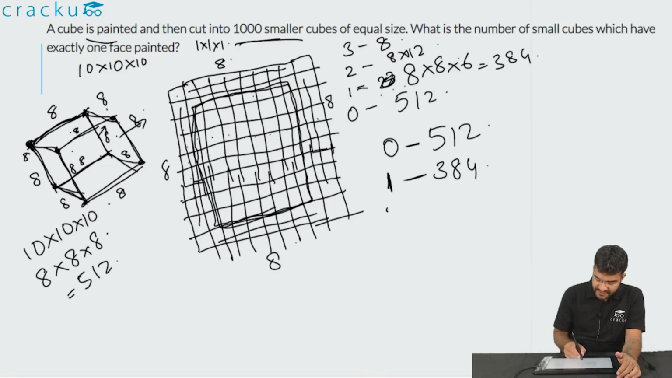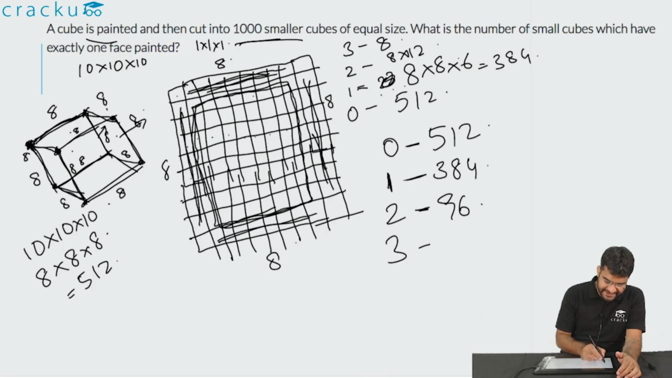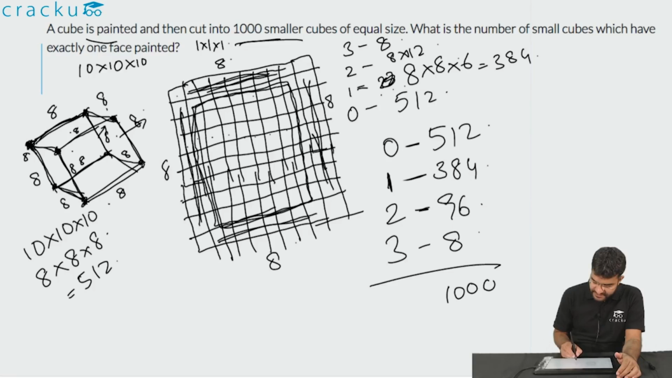The number of cubes which have two sides painted will be on each of the edges, the ones at the top or at the side or at the bottom or to the other side. This will be 96. And the number of cubes which have all the three sides painted will be at the exact vertices of the cube, where there are 8 such vertices. So it will be 8. If you actually count the total, you will again get this to be 1000. Of this, we are looking for the number of cubes which have exactly one face painted. So the answer in that case is 384.